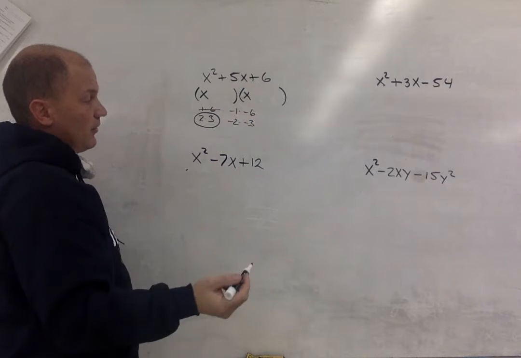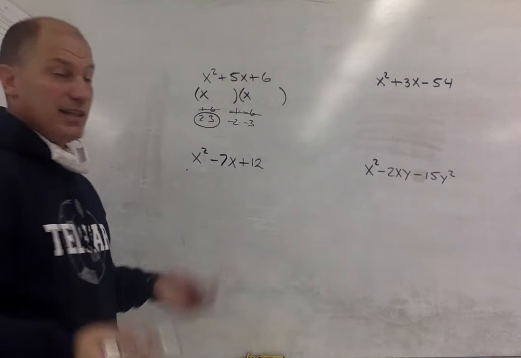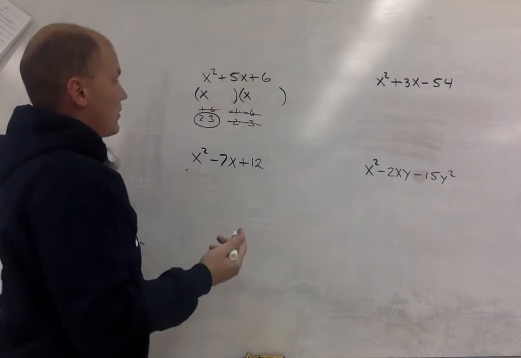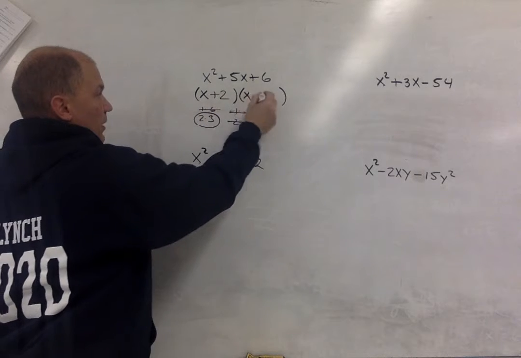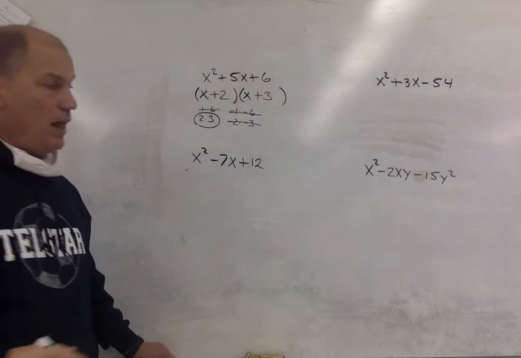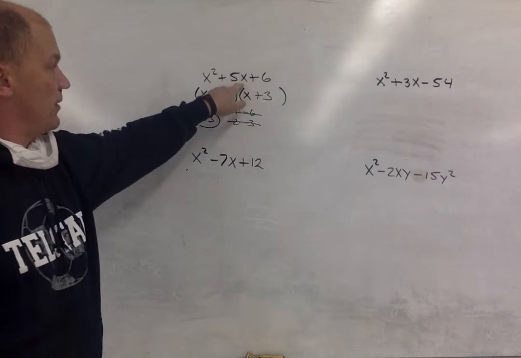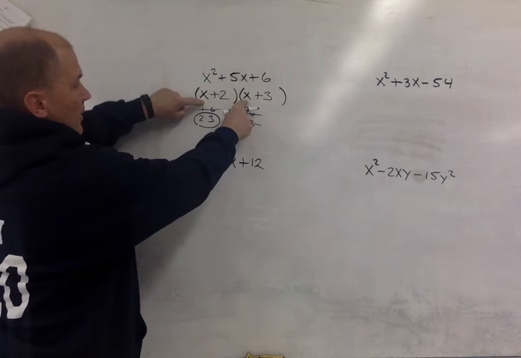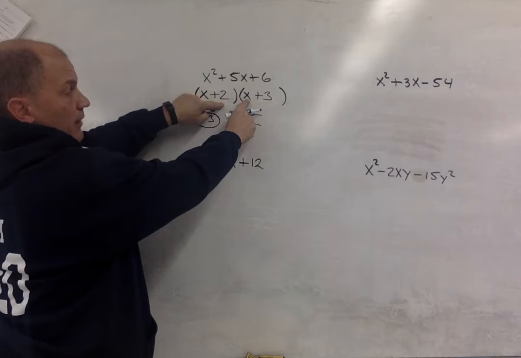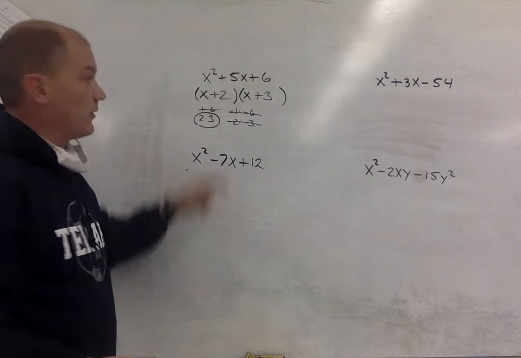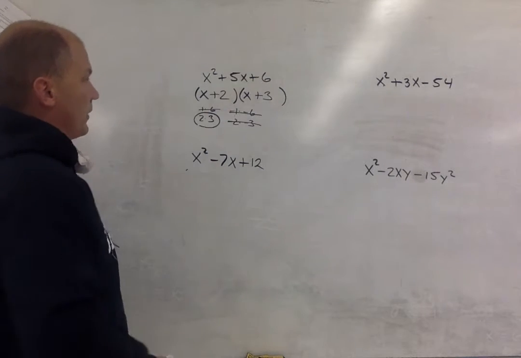-1 times -6 is -7, so that's not it. -2 times -3 is -5. We're looking for +5, so that's not it. So that means this is +2 and +3. That's how we're going to get our answer. So these two things multiplied together will give us this. And let's just check it. x times x is x squared. x times 3 is 3x, plus x times 2 is 2x. 3x and 2x gives us the 5x, right? That's that middle term. 2 times 3 is 6. So we are all set.